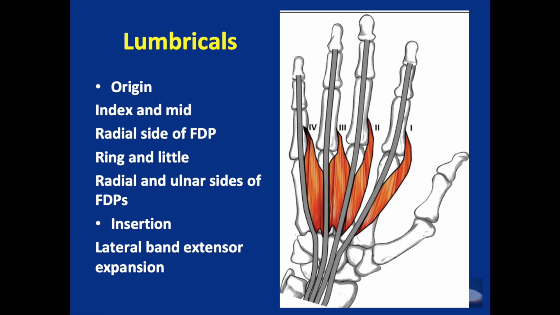So this is a very unique muscle in that it originates from a tendon and is inserted into another tendon. The first and second lumbricals are supplied by branches from the median nerve, and the third and fourth lumbricals are supplied by the deep branch of the ulnar nerve.